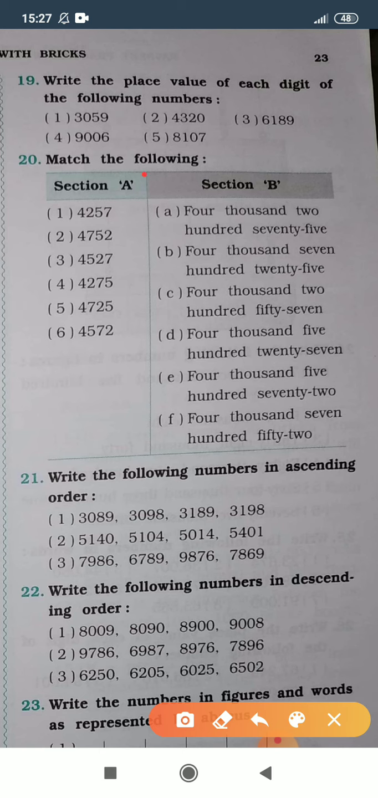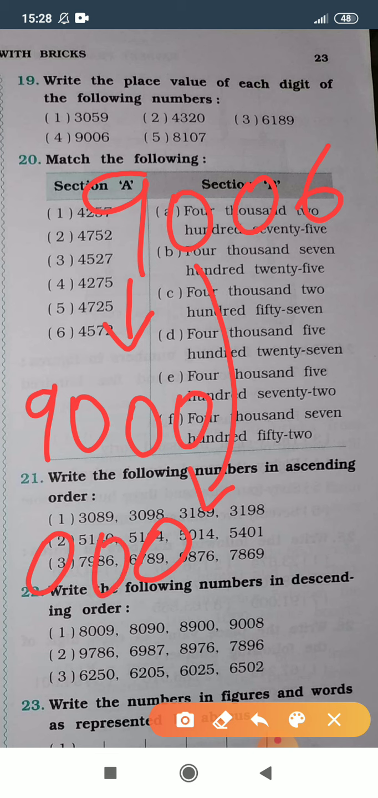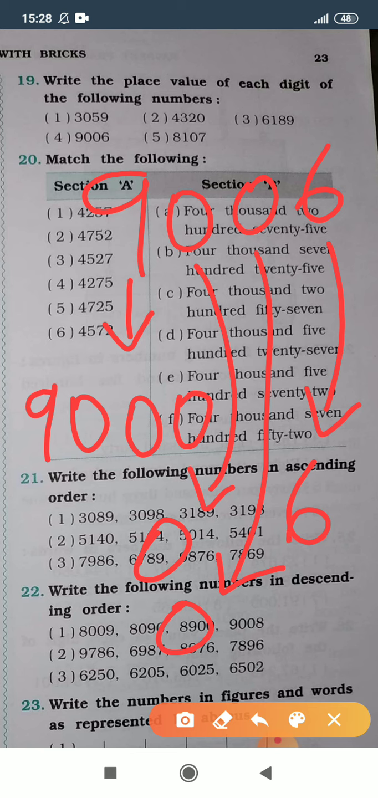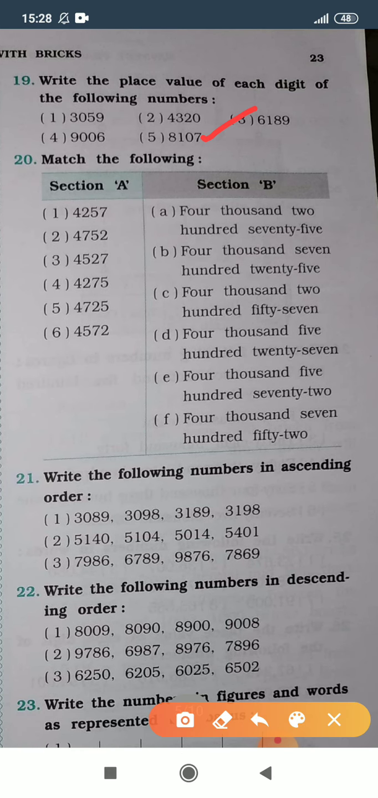Now the fourth question is 9006. Again 9 is on thousand place, so 9000 is the place value. 0 will be written as 0 because if we write 3 zeros it again doesn't matter, so we'll write a single 0. Then the next 0 is on tens place, so again a single 0, and 6 is on ones place, so 6 will be written in single digit. Question number 5 you need to write in your homework by yourself.